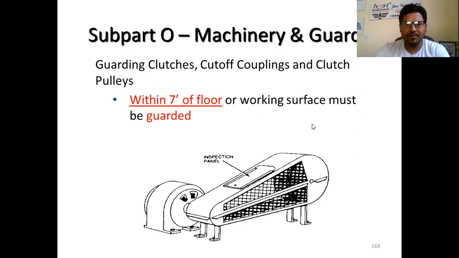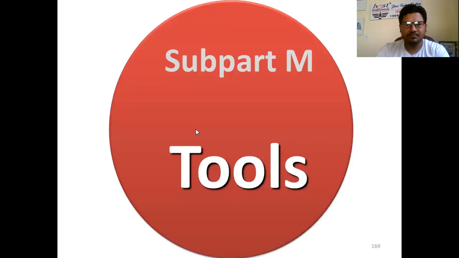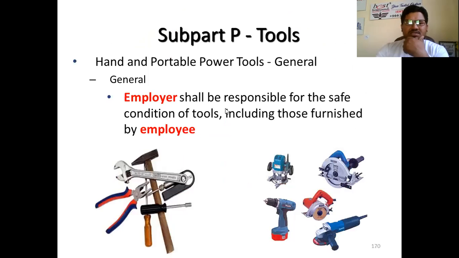Same way, there is an example. Let's talk about tools. It's Subpart P, tools, hand and portable power tools. The employer shall be responsible for the safe condition of the tools, including those furnished by the employees. It's not only the employer, even the employees, I would say, must be fully responsible for keeping these tools neat and clean and knowing how to use them. If an employee doesn't know how to use a tool, he must get some training, right?